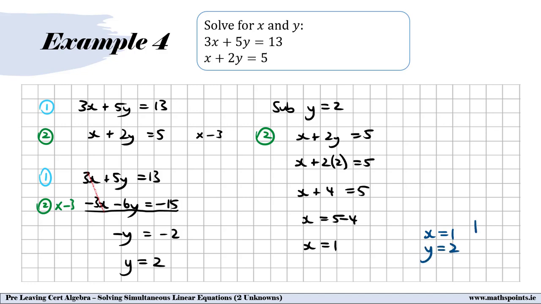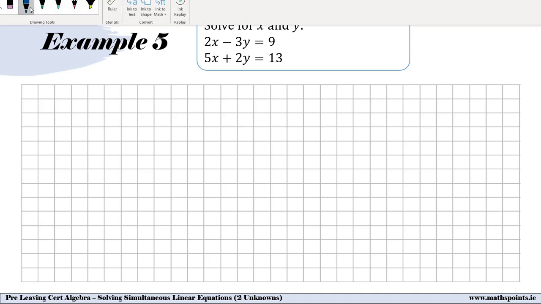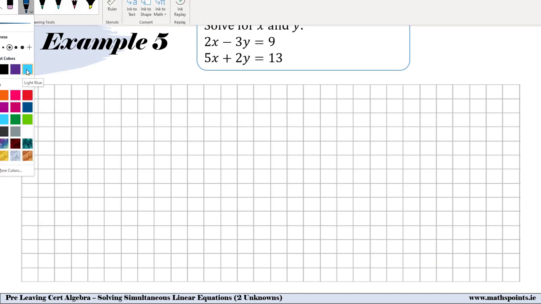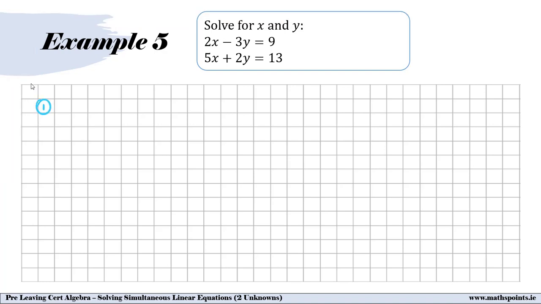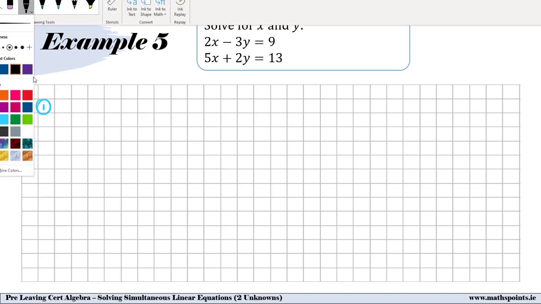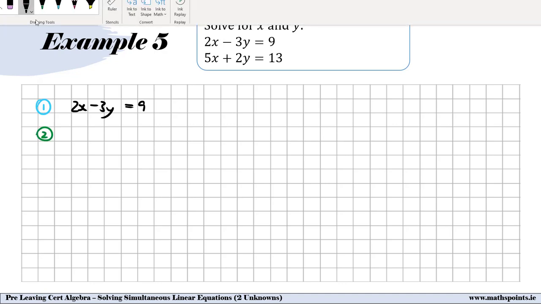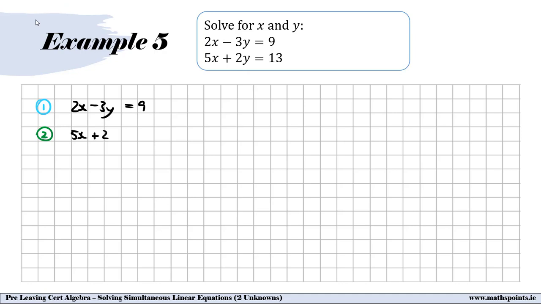So in example 4, we have a final solution of x equals 1 and y equals 2. Now, example 5 is the first example where it won't just be enough to multiply one of the lines. We may need to multiply both of the lines to eliminate one of the letters. So let's write down the two equations once again. We can see that they're in the correct format. So equation 1 is 2x minus 3y equals 9. So we have the x, then the y, then equals the number. And then equation 2 likewise is in the correct format. We have 5x. Then we have the 2y, and then equals, and then the number 13.